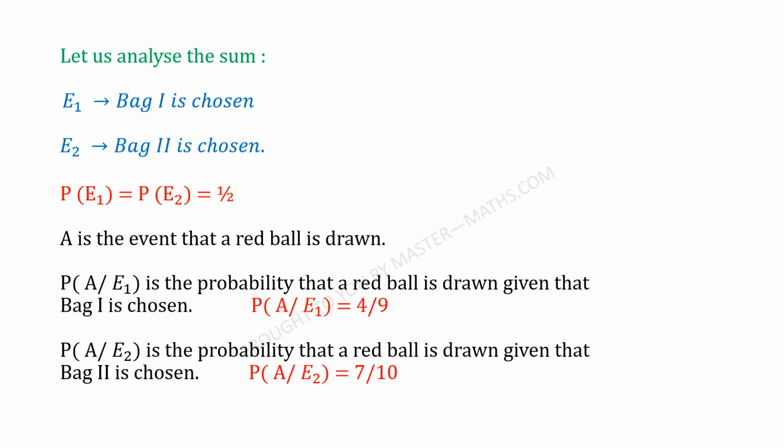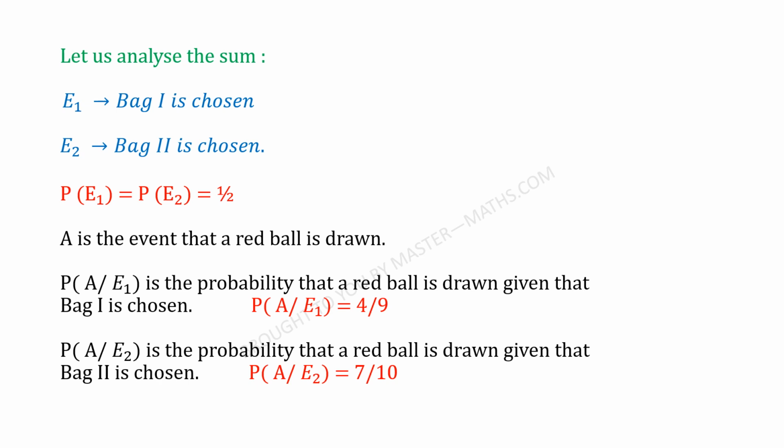Okay. Then, A is the event that a red ball is drawn, because the ball you are going to draw, whether it is from the first bag or from the second bag, that is red. So, that is A. Now, P of A given E1, what is that? It is the probability that a red ball is drawn given that bag 1 is chosen. So, you now go to bag 1. How many red balls you have in bag 1? 4. Total number of balls you have 9. So, choosing a red ball from the first bag is 4 by 9. So, that is your P of A given E1.